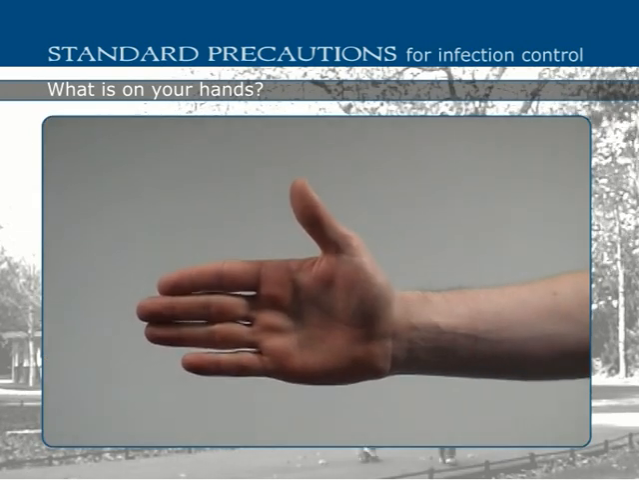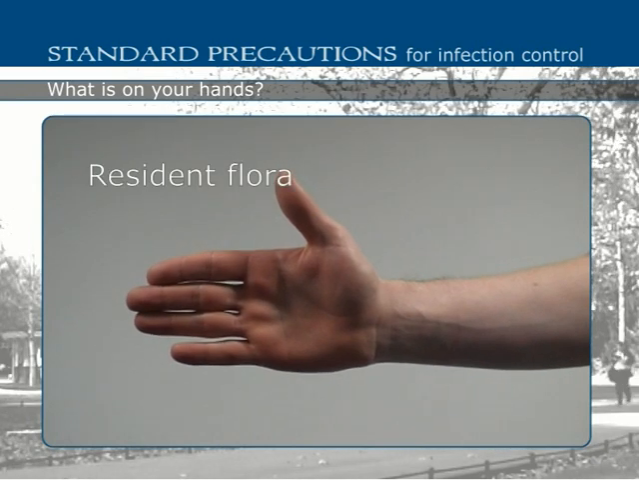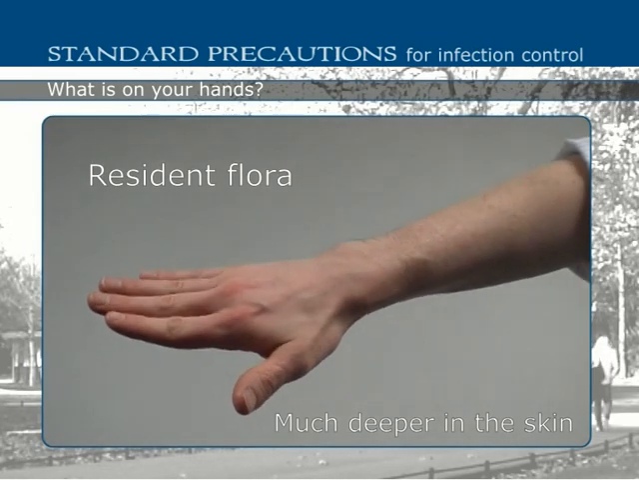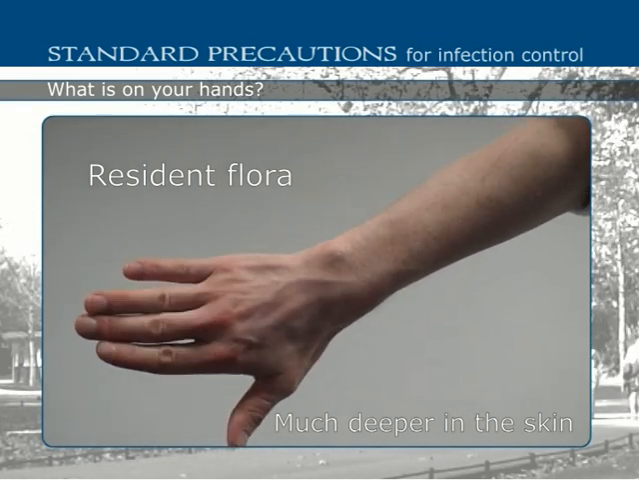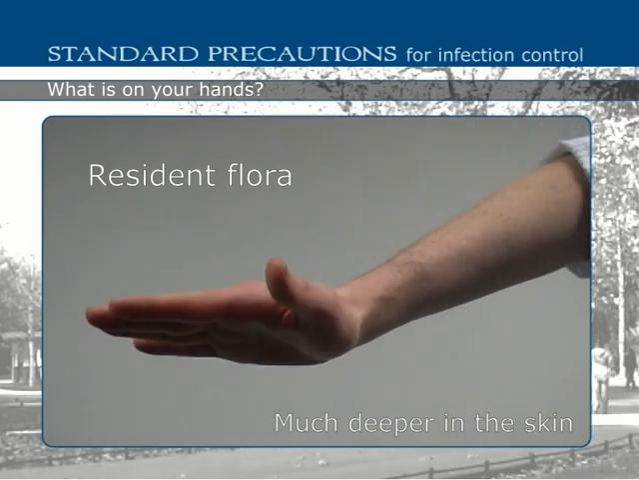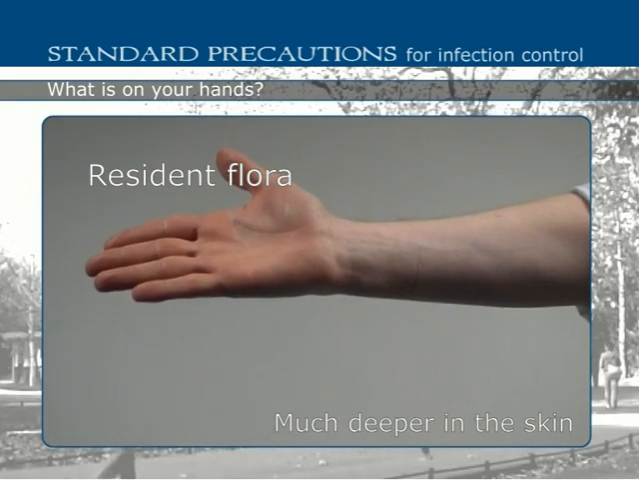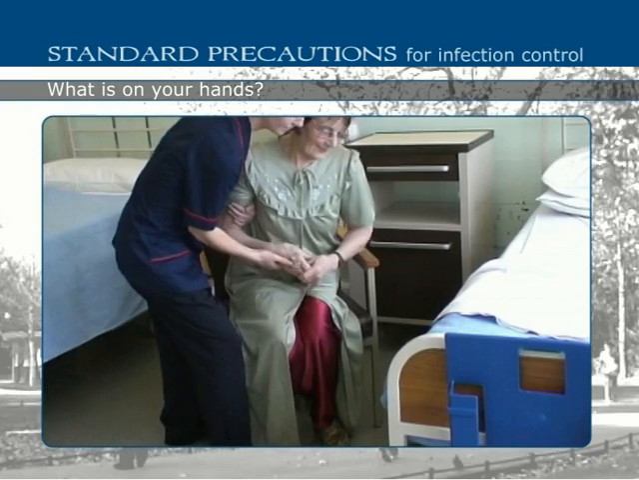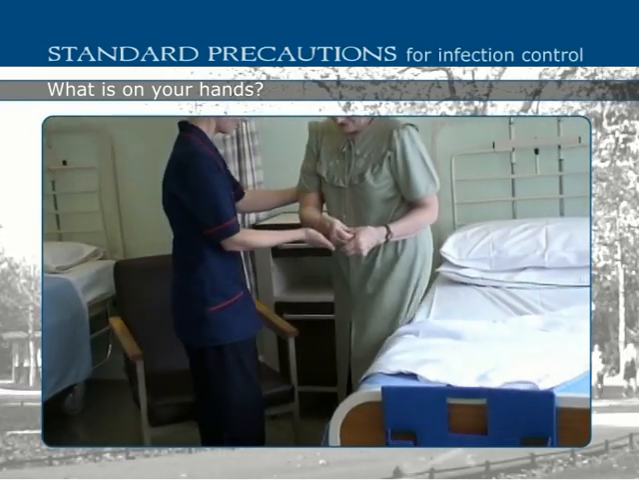The second type of microorganism that can live on the skin are called resident flora. These microorganisms can live much deeper in the skin. Resident flora are not usually associated with healthcare-associated infections. However, they can cause infections in patients who are very vulnerable to infection. When working in the community, your main concern is transient microorganisms that you may pick up on your hands as you go about your daily work.